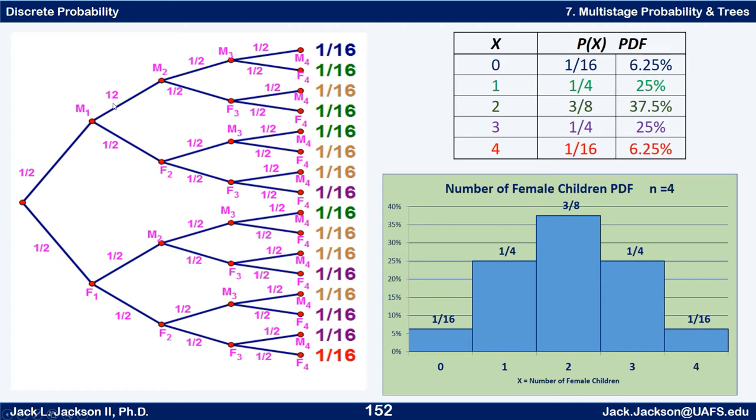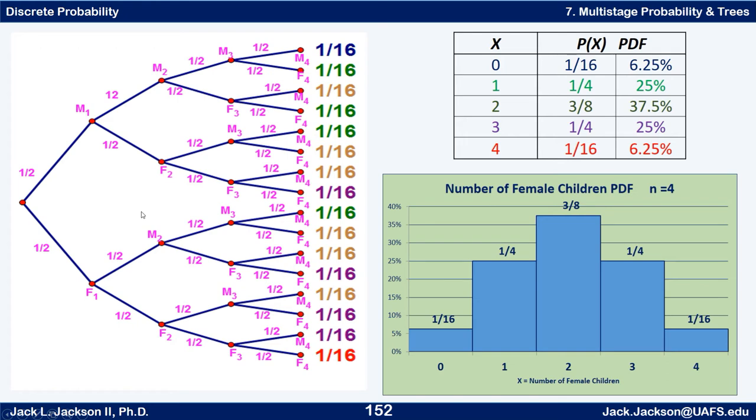1/2 is the probability of a male the second time given a male the first time. This one up here is the probability of a male the third time given a male the first time and a male the second time. So it's the probability of this one conditional on everything earlier happening. And this last 1/2 is the probability of a male the fourth time given a male the first, second, and third times. But of course these are all independent, so they're all 1/2.